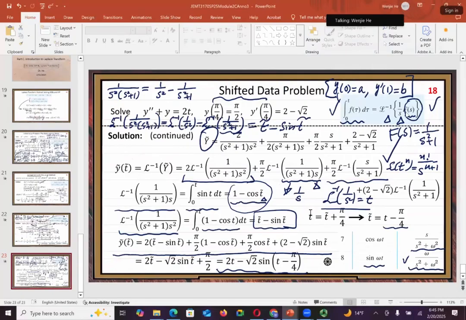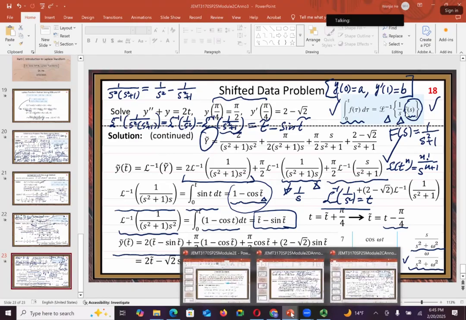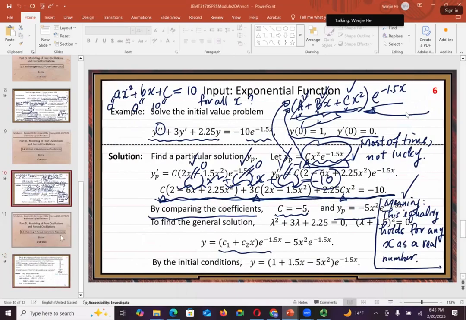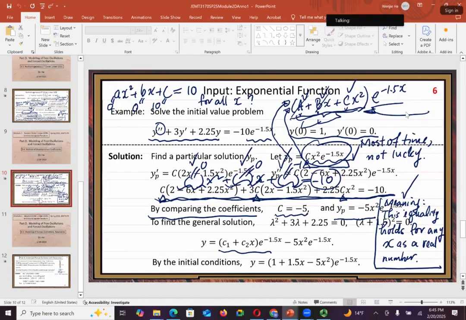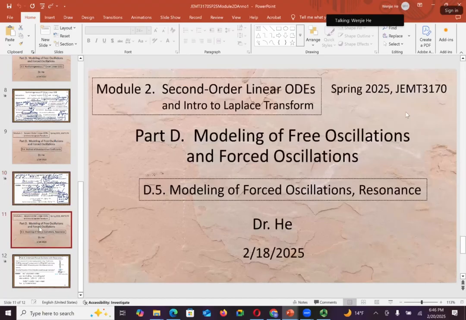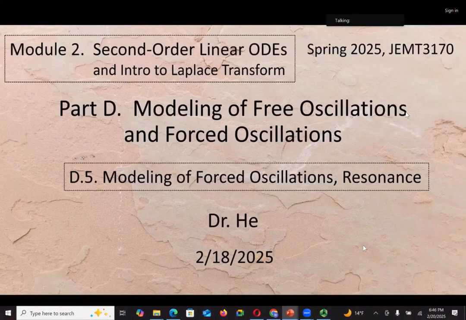All right. Part D, the last topic. I hope I can use about 15 minutes to complete the last topic of part D, because we completed the previous one. Now this one, D.5: modeling of forced oscillations, resonance. So that resonance problem.